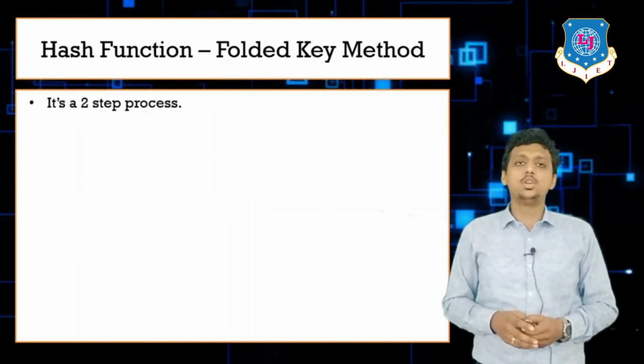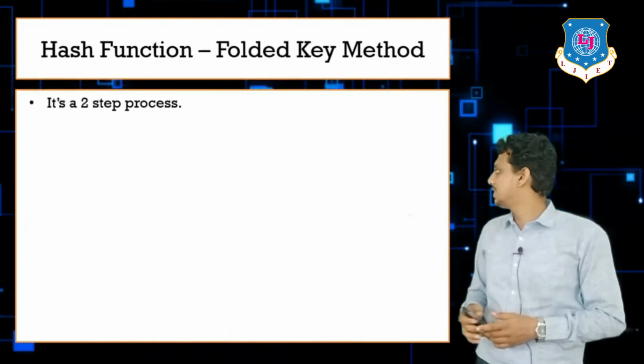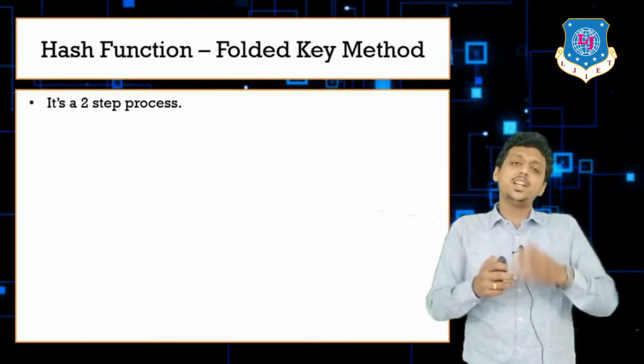Now let's see the next one, the folded key method. The third hash function is the folded key method. It is divided into two different steps.